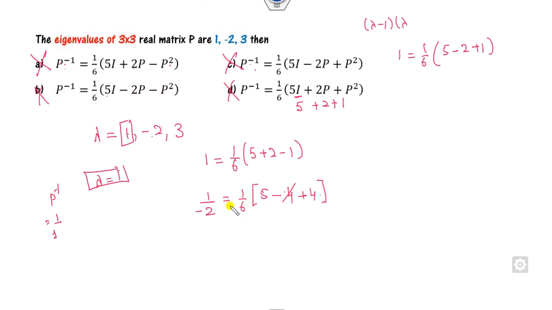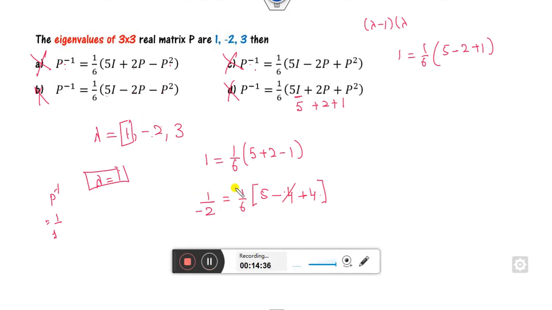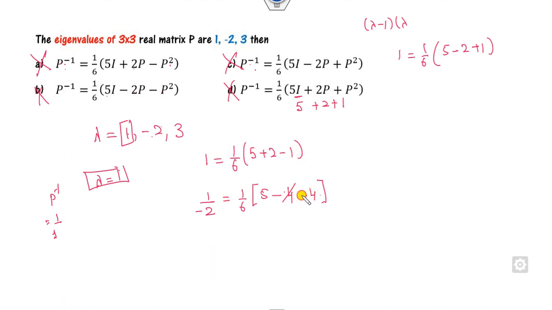So can you identify where the mistake is? Yes, this is minus 4. This is minus of P square, so it's minus 4. So it's minus 3 over 6. That's satisfied. I can check for 3 also. What is the eigenvalue of P inverse? 1 by 3. It's a 5, it's a 3, it's a plus 6, 3 is a 9. So what is that? It's minus 3. It's 2 over 6, 1 over 3. That's the right answer of this. A is the right answer.